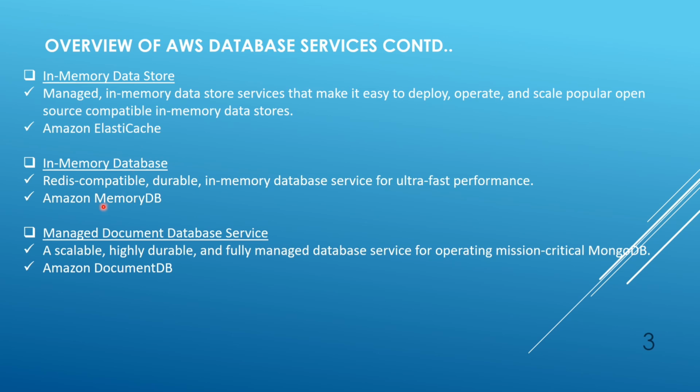Then we also have the managed document database service that AWS offers us. This is a scalable, highly durable, and fully compatible database service for operating mission critical MongoDB workloads. This is just for compatibility with MongoDB, and it's Amazon DocumentDB. This is the service name from AWS under the managed document database service.